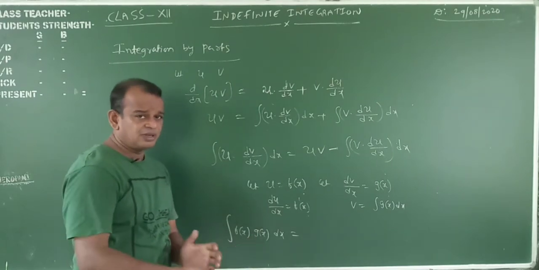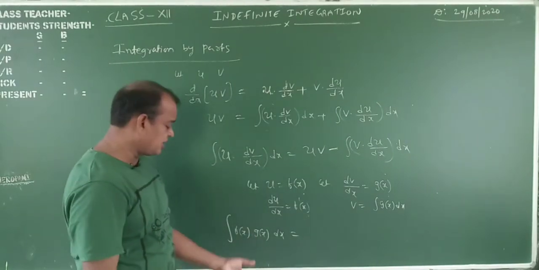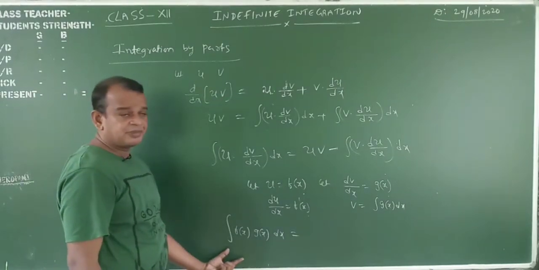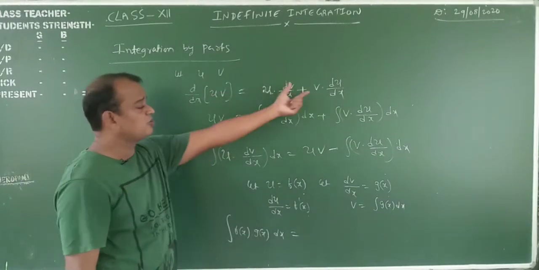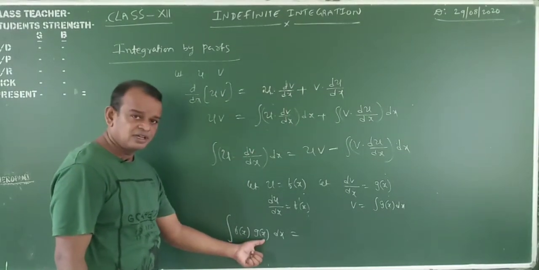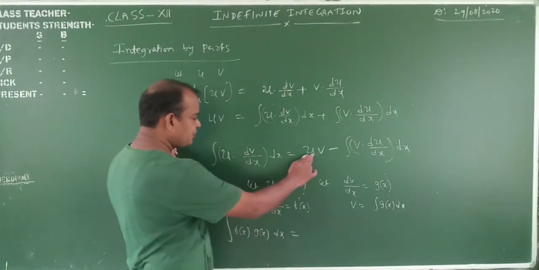Sum means no problem, separation integration is going on, but here the product is there. Derivative is separate, integration is separate. Derivative of the product of two functions, you know this formula. Now the integration of two functions: integral of f of x and g of x into dx is equal to, here u. What is u?